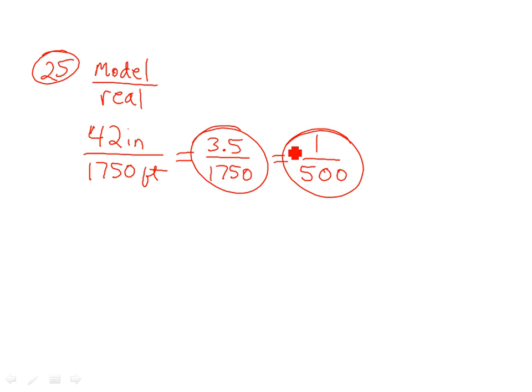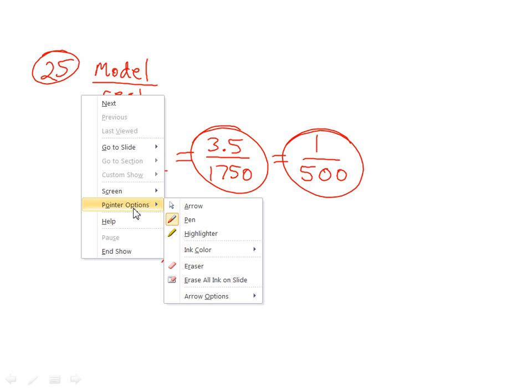Number 37. Which one? 37. Yeah, here. 37 deals with the angles instead of the sides. What do you know about the angles of a triangle? They always add up to be 180.